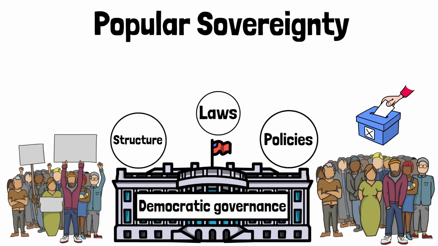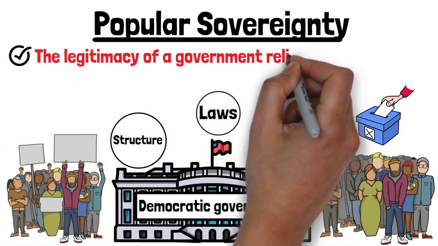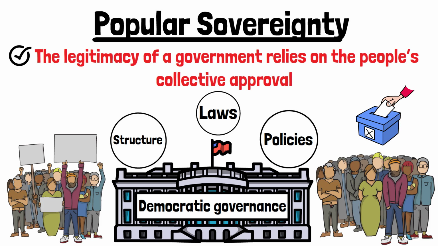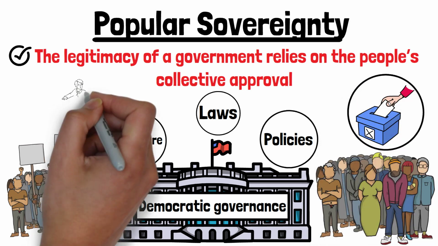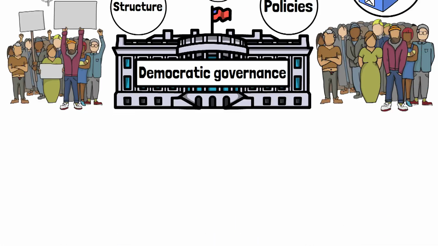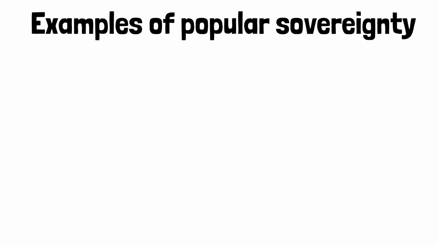Rooted in Enlightenment thought, popular sovereignty asserts that the legitimacy of a government relies on the people's collective approval, often expressed through voting or other forms of political participation. Now let's look at some examples of popular sovereignty in action.